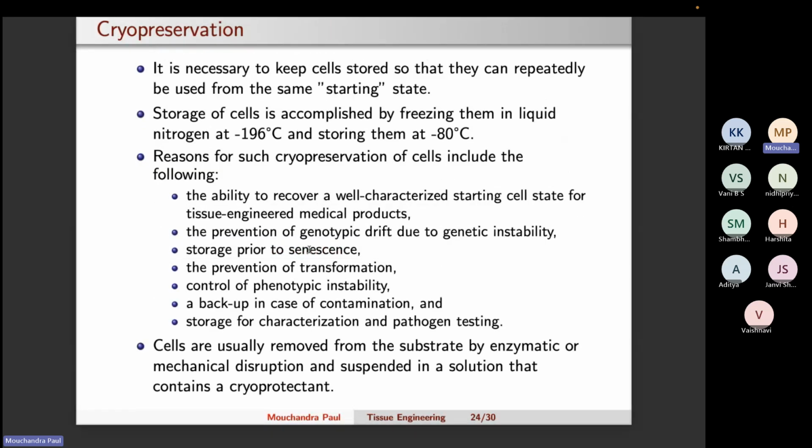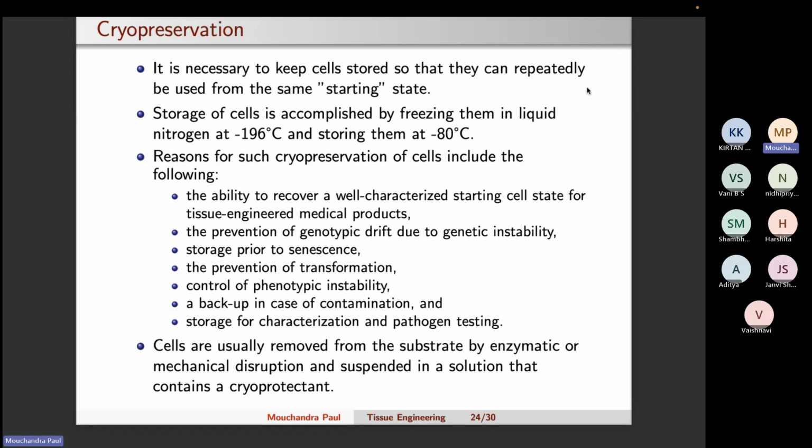Now the next topic is cryopreservation. So what is cryopreservation? You're using cryo, that is, you're using very low temperatures, like negative temperatures, to preserve your cells. So it is necessary to keep the cells stored so that they can repeatedly be used from the same starting state.